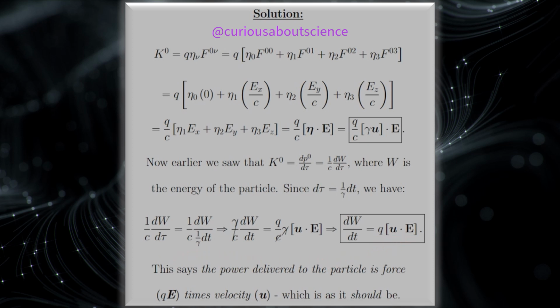So what this says is that on the left-hand side we have a power, and the power delivered to the particle is the force qE times the velocity u, which is how it should be. Again, force dotted with displacement gives us the work. If we take a time derivative of that, which is how we get the velocity from the displacement, then we have the power delivered. So that is all starting to make sense.